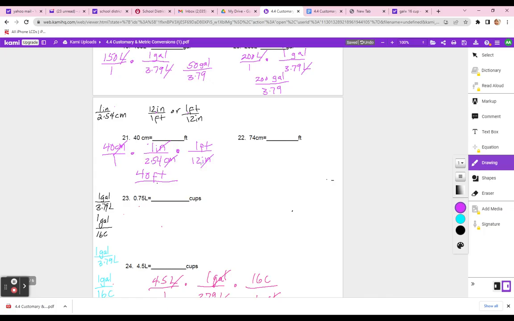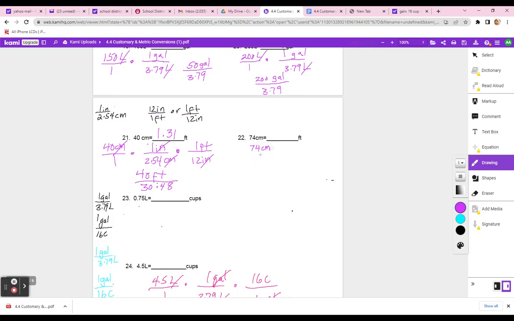2.54 times 12 is 30.48. So 40 divided by 30.48, we're going to get approximately 1.31 feet. All right, we'll continue on.